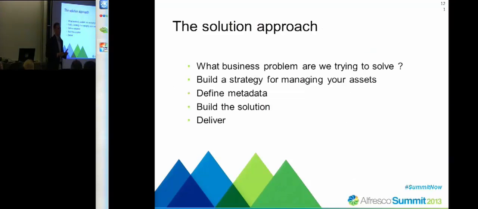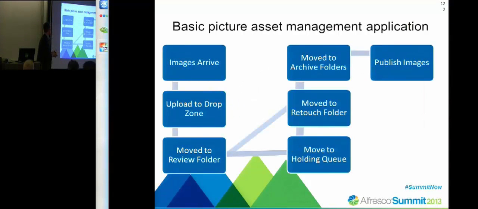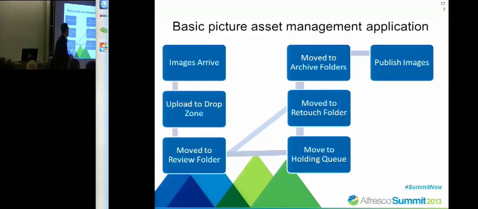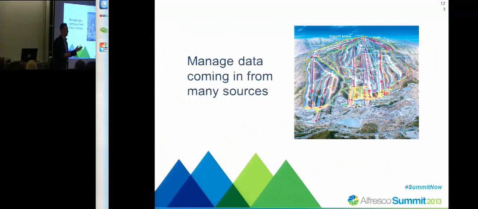So looking at a picture asset management solution, we look at things as a solution. So what business problem are we trying to solve? How do we build a strategy for managing your assets? Let's define a metadata model, let's build a solution, and of course, let's deliver. So a basic flow of a picture asset management solution: your images might arrive from certain channels. They might get uploaded to a drop zone. You might move them to a review folder. They might go for retouch. They might go into a holding queue. They might be archived, and of course, they'll be published.